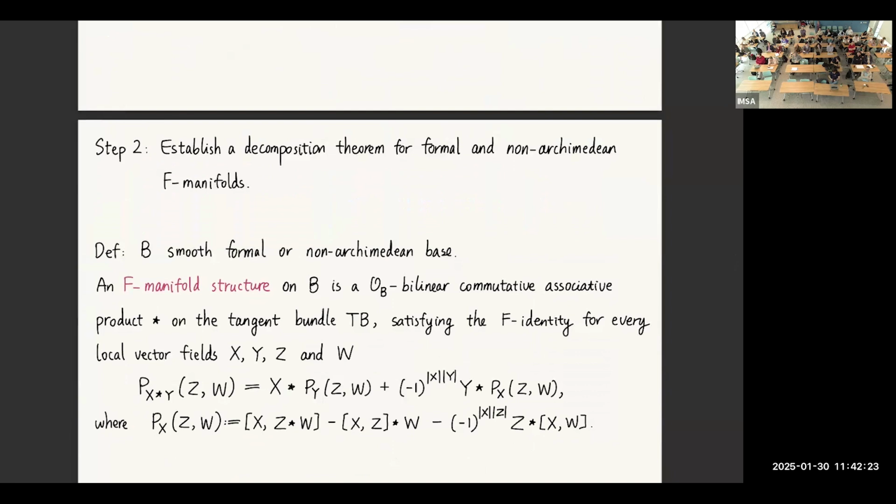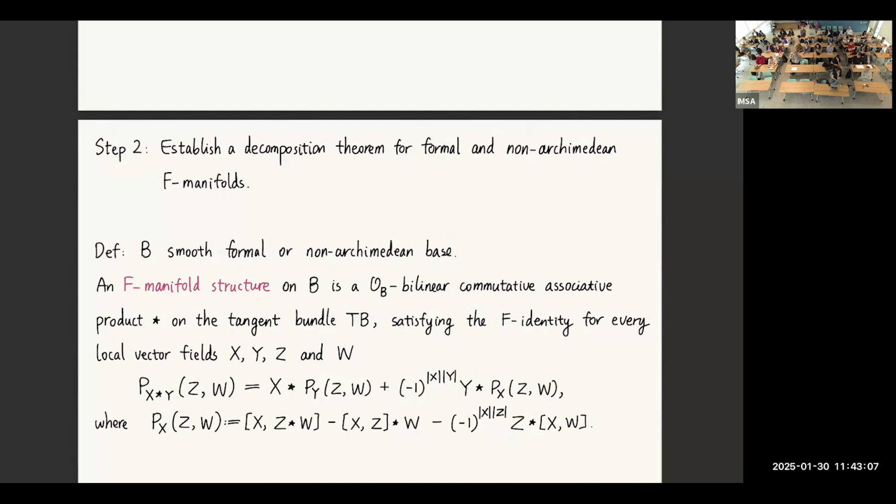Let me recall what an F manifold is. That's the classical story. An F manifold structure on the base is some OB-linear commutative associative product on the tangent bundle, satisfying the so-called F identity for vector fields X, Y, Z, and W. And this is the F identity. It's not a super manifold, yeah. It's a super manifold, yes. Yeah, everything is a super manifold, and that is the F identity.